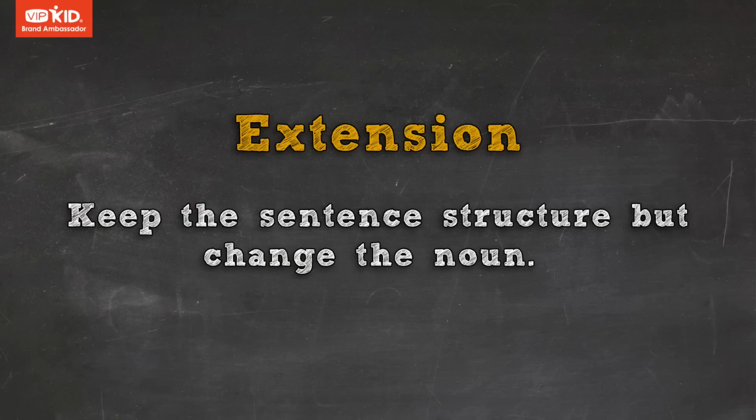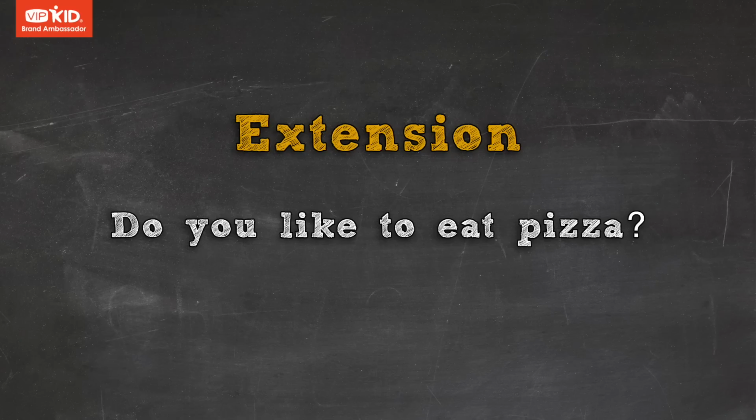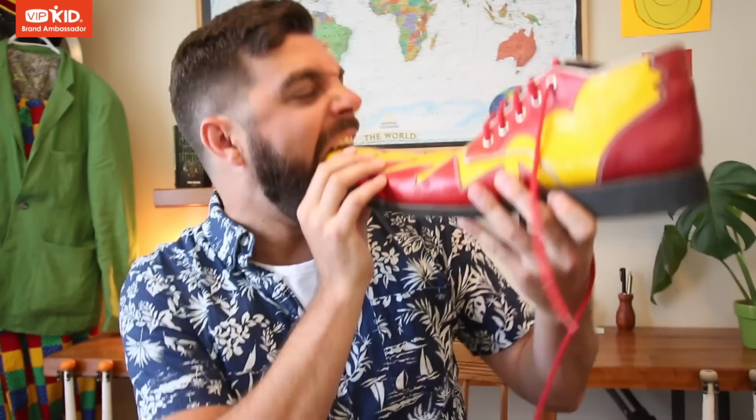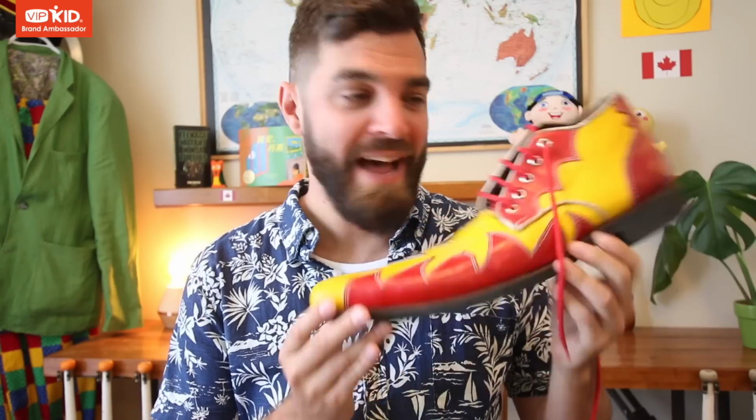One way that you could do that is by keeping the same sentence structure, but just changing the noun. Do you like to eat pizza? Now, to check the comprehension of the student, I may throw in a wild card and say, do you like to eat shoes? Yes, I do have a clown shoe.